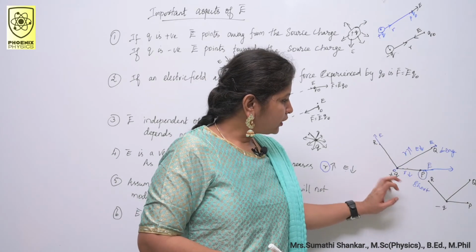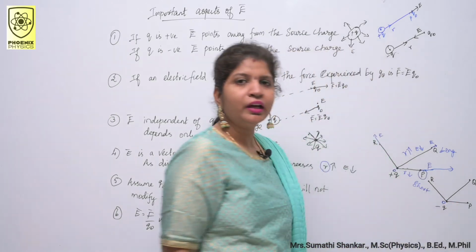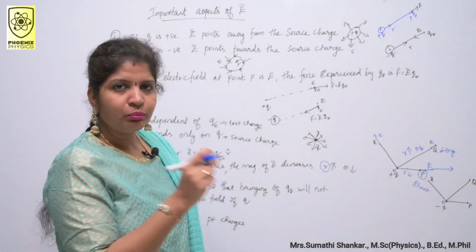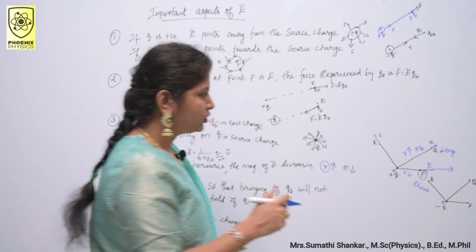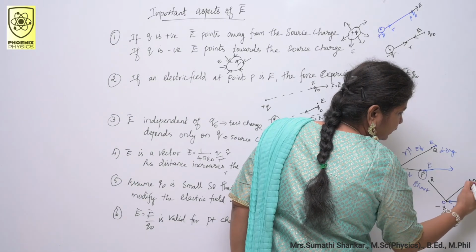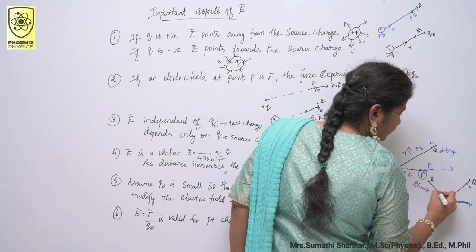Suppose we place a negative charge at O. Then how do you mark E? Same ideology only, but the direction of E changes. Here E direction is like this. Here E direction is like this. Here E direction is like this.